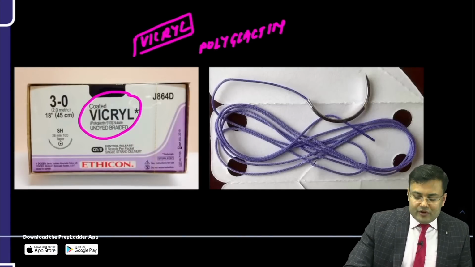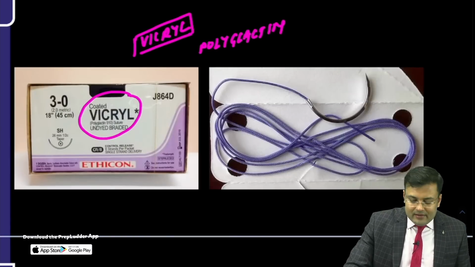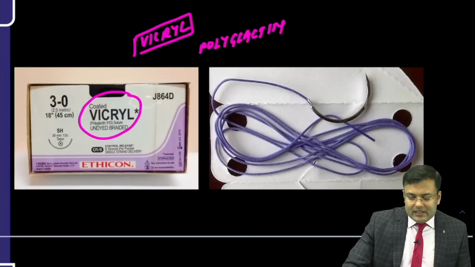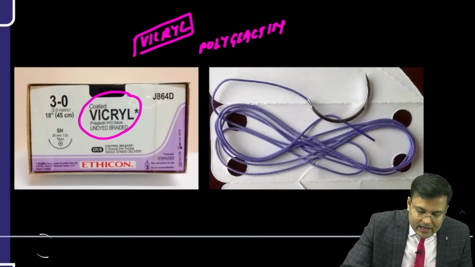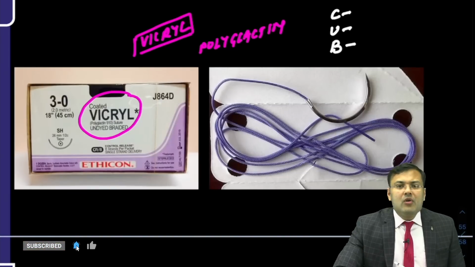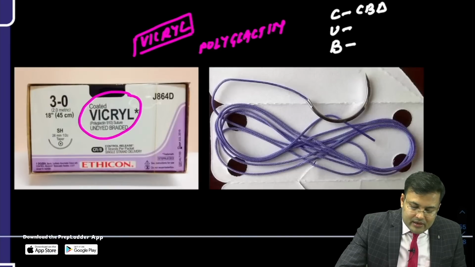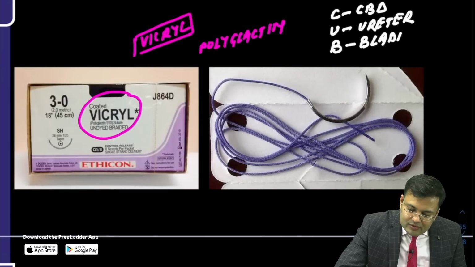Vicryl. Yes, I am waiting for your response. This is polyglactin. This is polyfilament suture, and this suture is specially used for the organs in which there is stone forming tendency. What are the organs in which there is stone forming tendency? CBD, ureter, bladder. For CBD, ureter, bladder, we use vicryl.